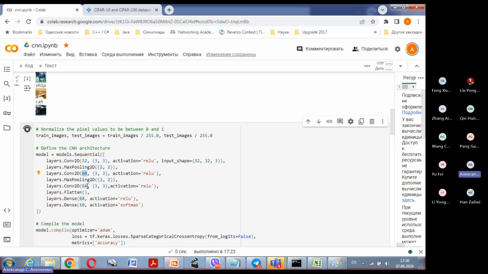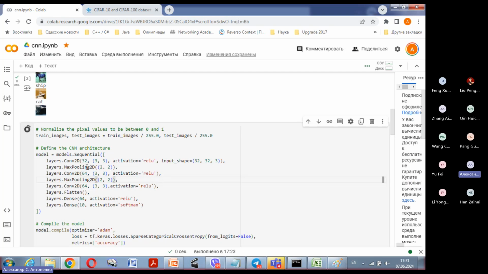And I can say something about these numbers. You can ask me why I use these numbers. Of course, I use 10 because we have 10 classes as a result. I use 32 or 64. I'm not sure why. It's my choice. And I use 2 max pooling and 3 convolutional layers.